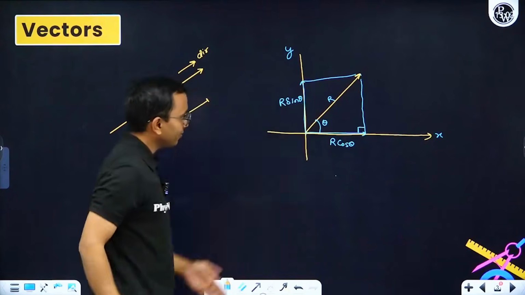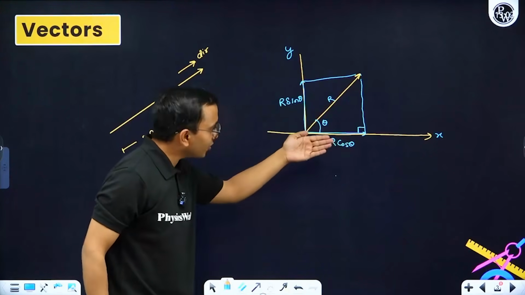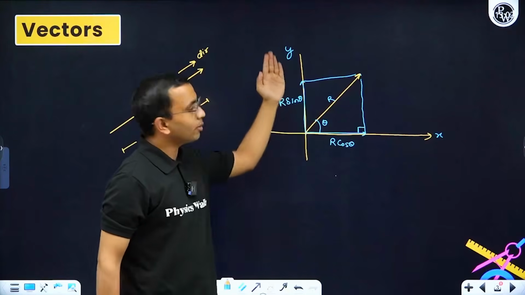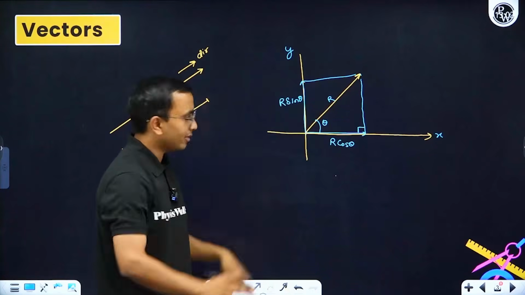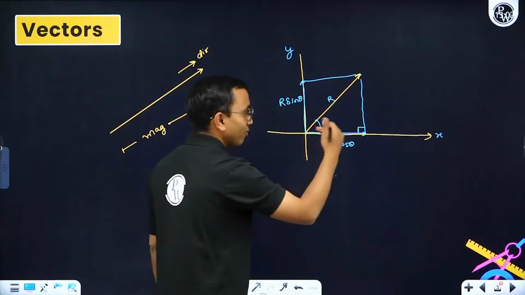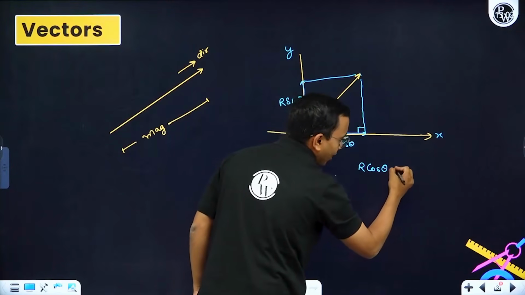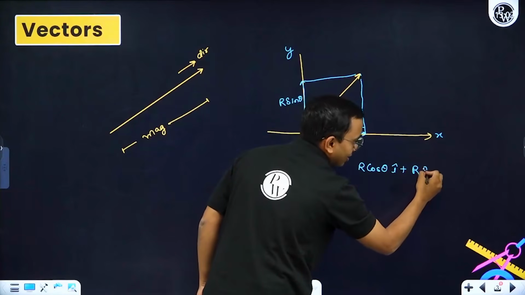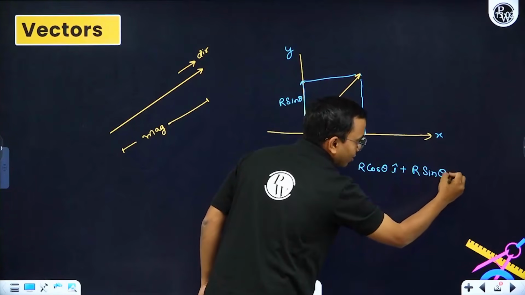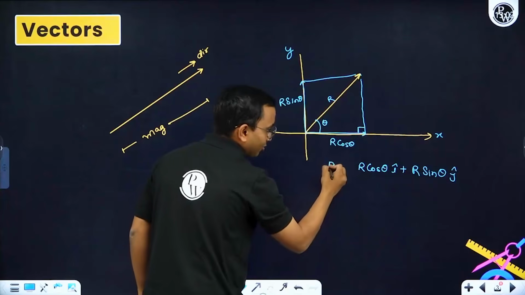So this vector has r cos theta magnitude along the x-axis and r sine theta magnitude along the y-axis. When I represent this vector in i cap and j cap form, I'll say r cos theta i cap plus r sine theta j cap. This becomes my r vector.